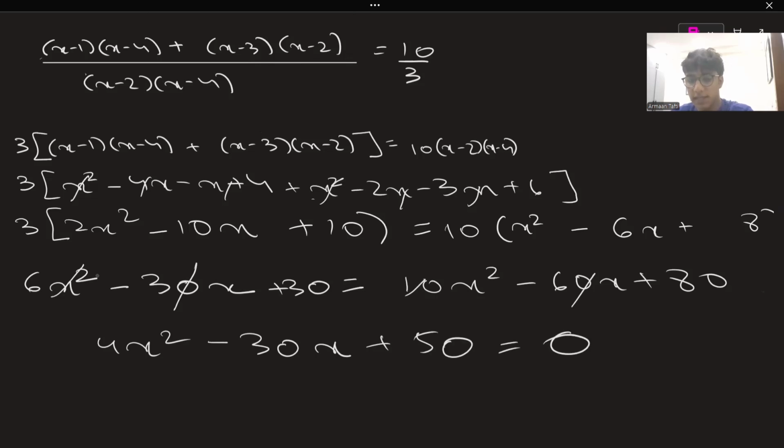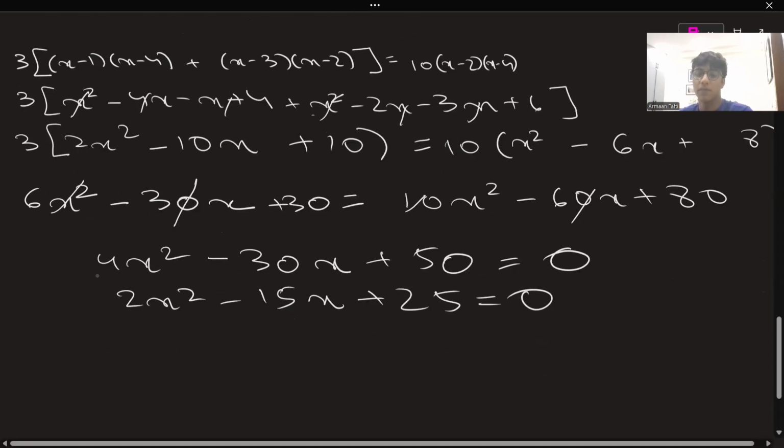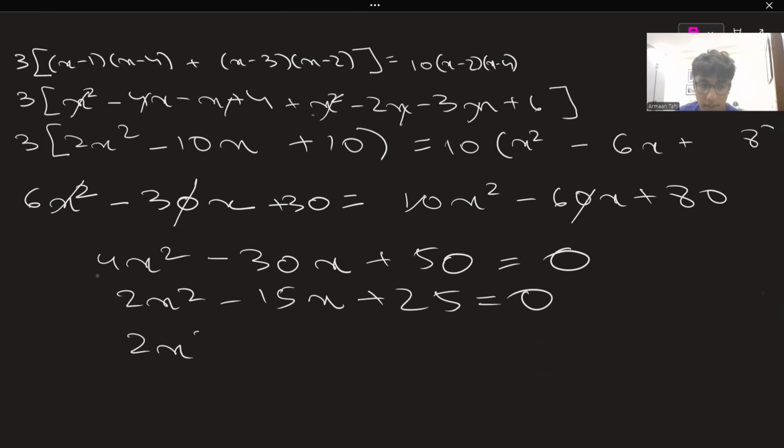Now we can divide this entire thing by 2, so we can get a slightly simpler quadratic: 2x squared minus 15x plus 25 equals 0. And now we have 50, right? 2 into 25 is 50. We'll break down minus 15 in such a way. This is also extremely simple. I think all of you will get it immediately.